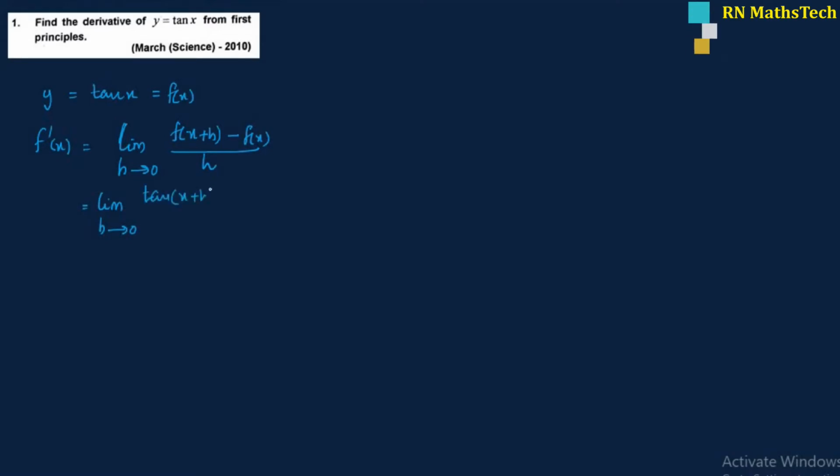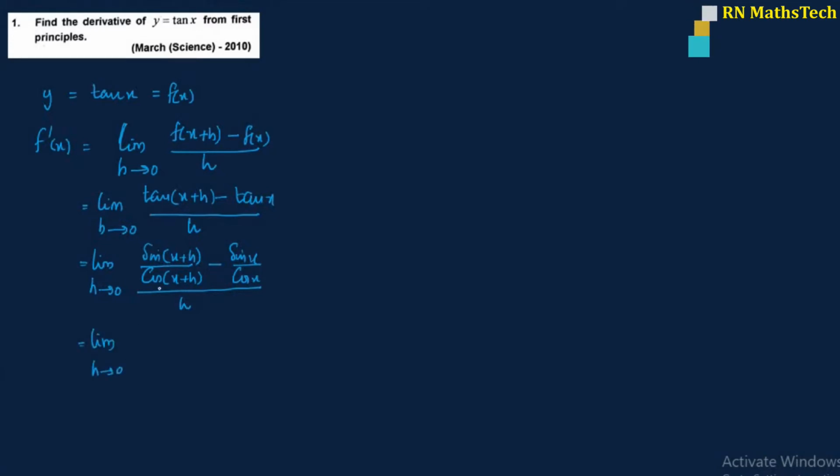tan of x plus h minus tan x divided by h, equal to limit h tends to 0. tan x plus h is sin x plus h by cos x plus h, minus sin x by cos x, divided by h, equal to limit h tends to 0 of sin x plus h into cos x, by cross multiplying and simplifying, minus cos x plus h into sin x, divided by cos x plus h into cos x.